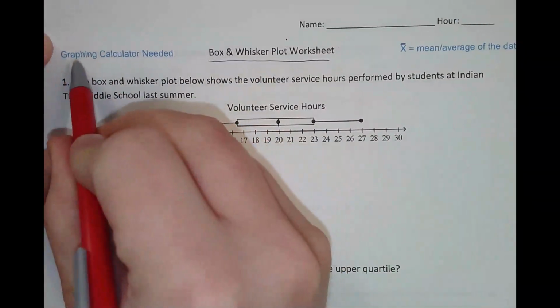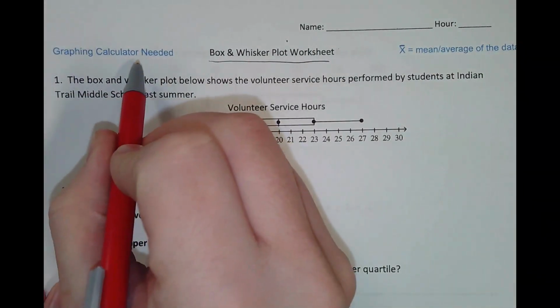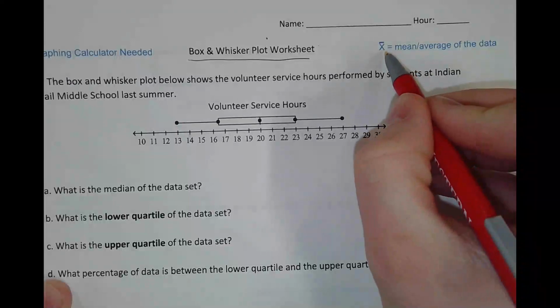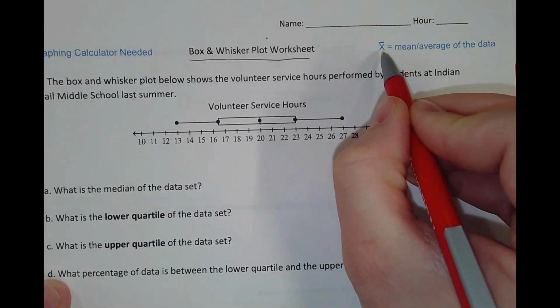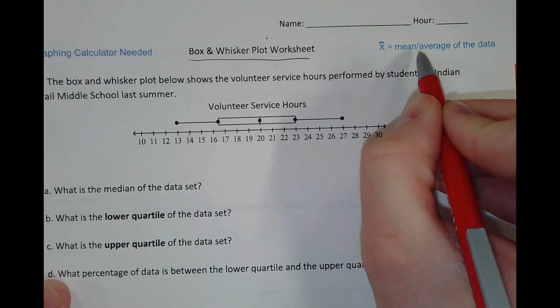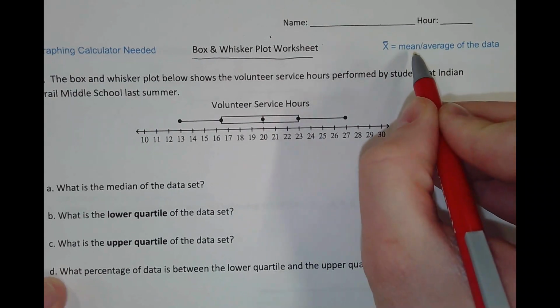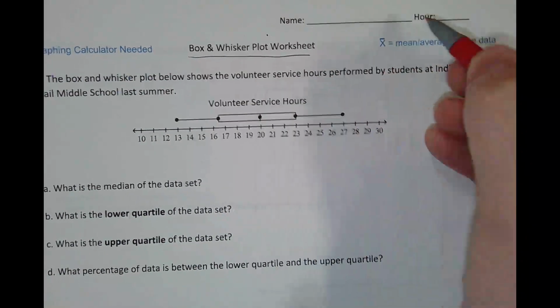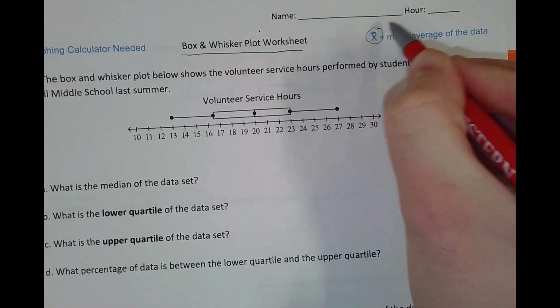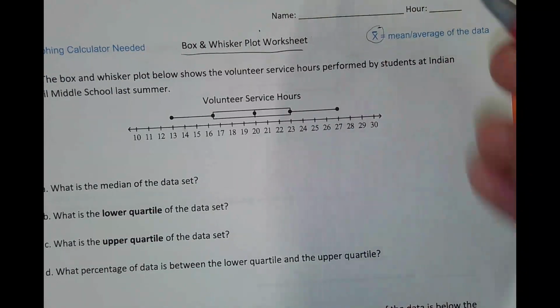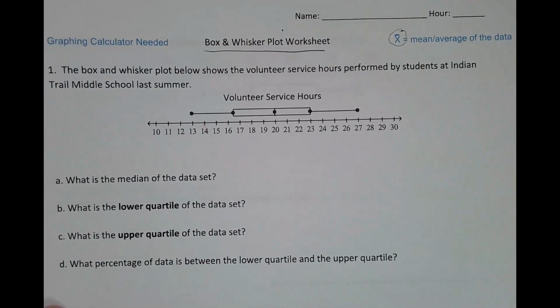So keep in mind a graphing calculator is needed, and there is another note that we added here that x bar mean is the mean or average of the data. So if we wanted to calculate average, your calculator can do this as long as you find where x bar is. I will show that at the end of this video.